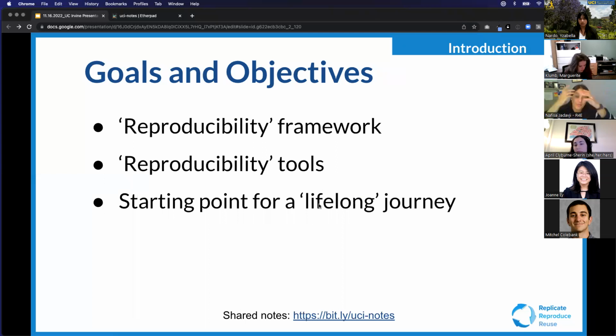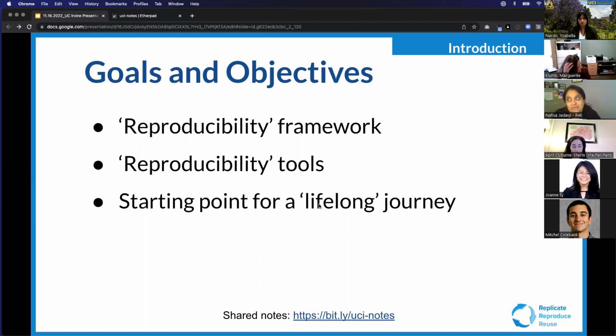So next slide, the goals of this workshop are to describe the reproducibility framework, so in terms of the bigger picture, and then also provide you guys with some ideas, some tools to make your research more reproducible. We'll go over a number of different types of tools that are available, starting this kind of lifelong journey in making your research more reproducible.